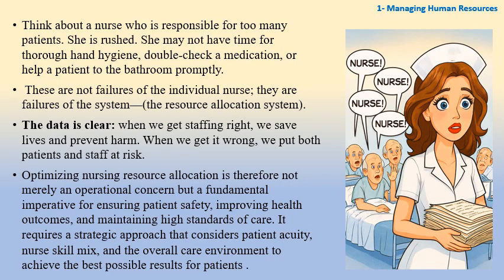The data is clear. When we get staffing right, we save lives and prevent harm. When we get it wrong, we put both patients and staff at risk. Optimizing nursing resource allocation is therefore not merely an operational concern but a fundamental imperative for ensuring patient safety, improving health outcomes, and maintaining high standards of care. It requires a strategic approach that considers patient acuity, nurse skill mix, and the overall care environment to achieve the best possible results for patients.